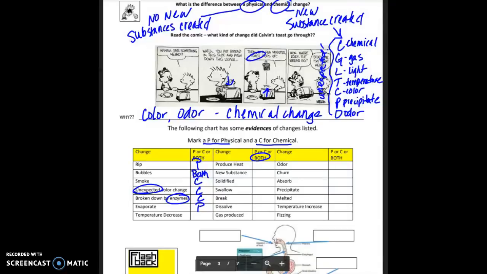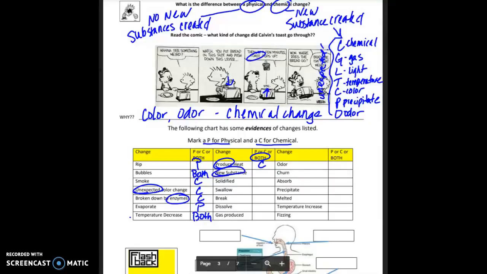A temperature decrease. This does not say unexpected here, so if I put something in the freezer, it's going to decrease in temperature. It doesn't change what it is. But if I add two room temperature liquids together and I get a colder liquid, that is unexpected. So this one can actually be both. It depends on what's creating the temperature decrease. Production of heat. Again, I don't see unexpected here. If we're producing heat, if we're making heat from nothing, not adding heat to it, then that is going to be a chemical change.